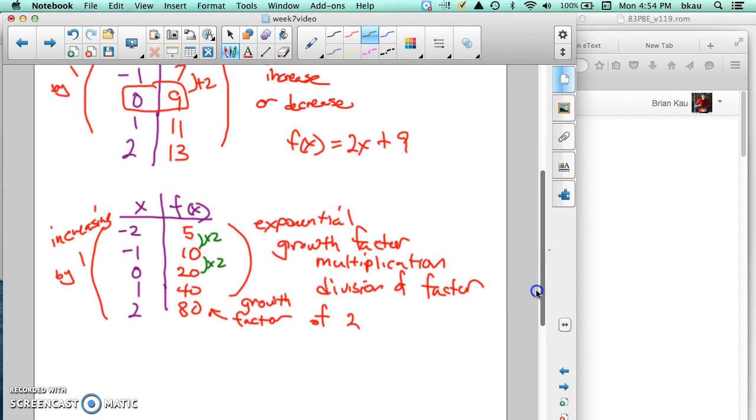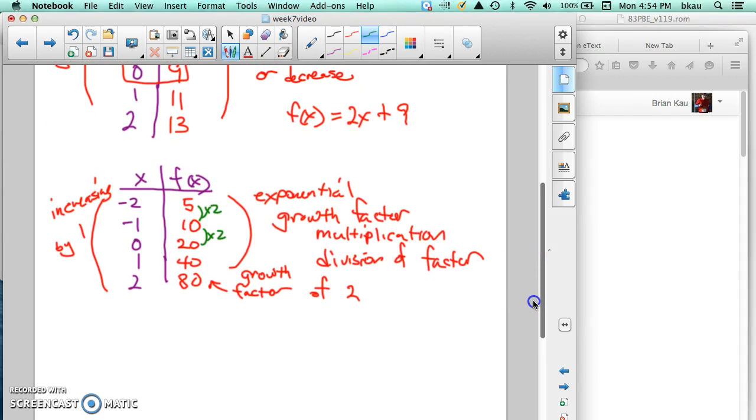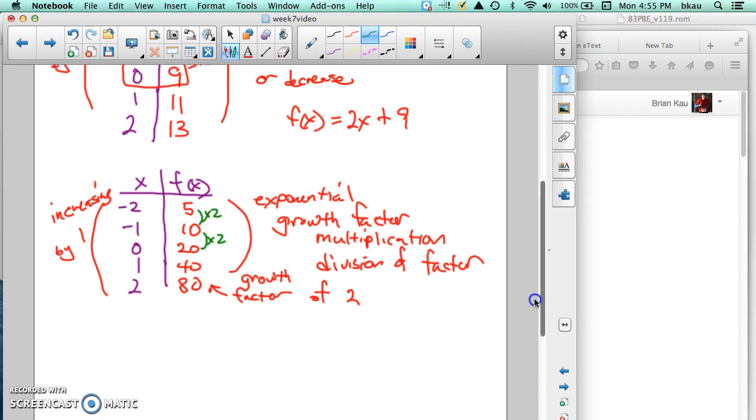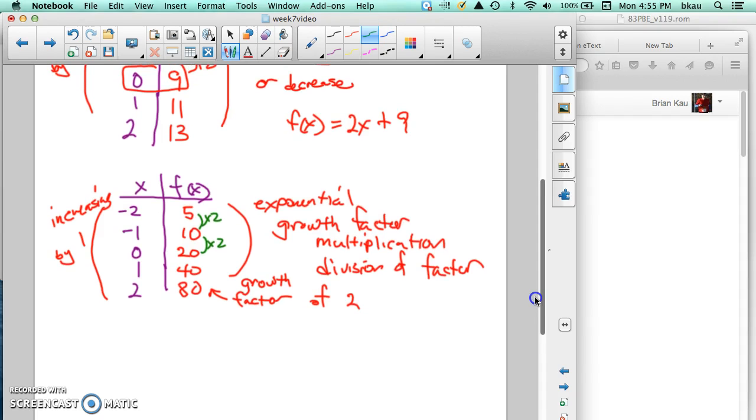We could also have a factor that divides. We could multiply by a fraction to divide and get a growth factor of 1/2. If we started with 80 and went down to 5, that is also an exponential problem, but it's going to be exponential decay, which we'll talk about in another video.